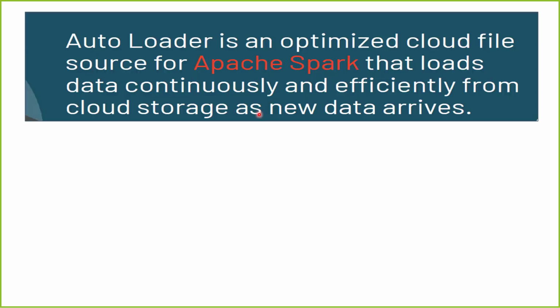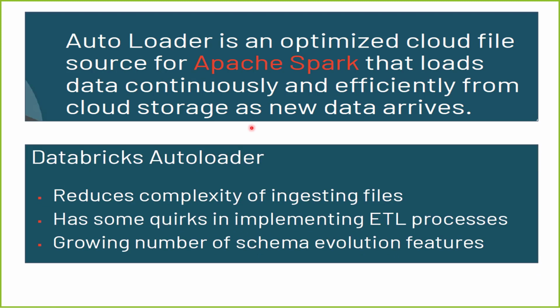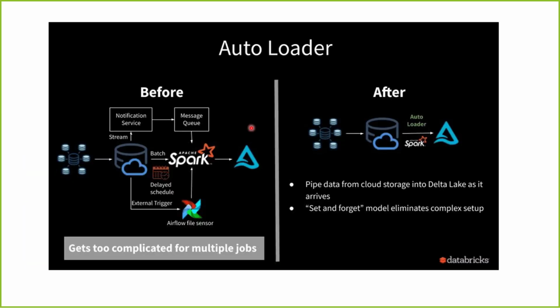Let's understand what Autoloader is. Autoloader is a cloud file source that loads data continuously and efficiently from cloud storage. Databricks Autoloader reduces the complexity of ingesting files, has quick implementation of the ETL process, and a growing number of schema evolution features. What does that mean, Deepak?